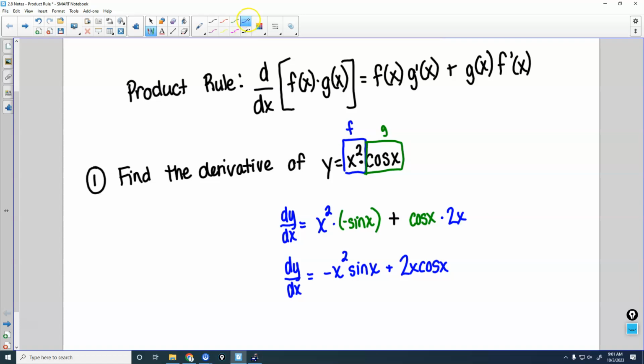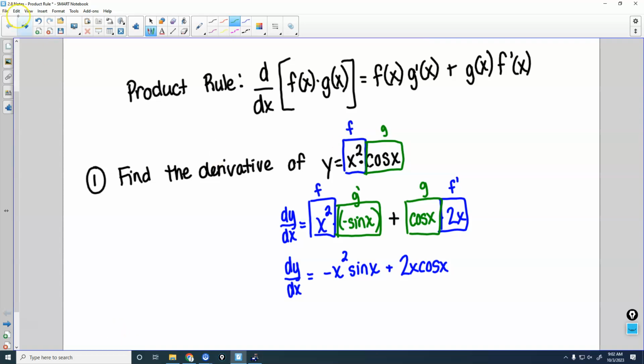Okay, so just pointing out where everything came from again. This was our f. This part right here was our f prime. This part right here was our g prime. This part right here was our g. Okay, everybody good there? Okay.